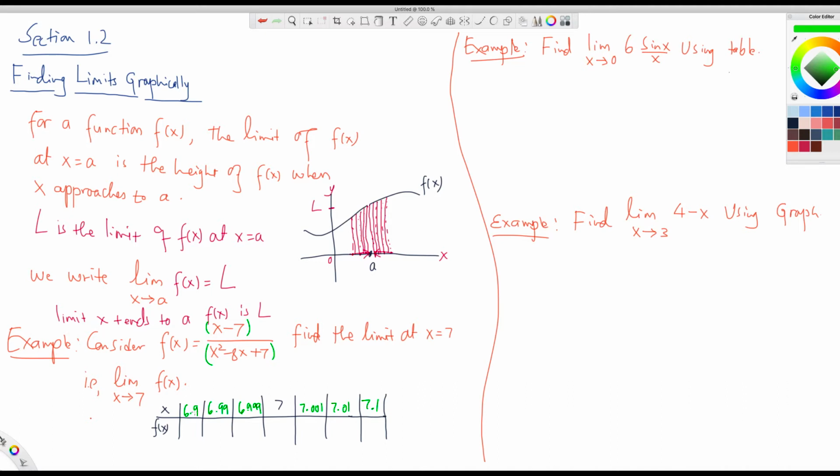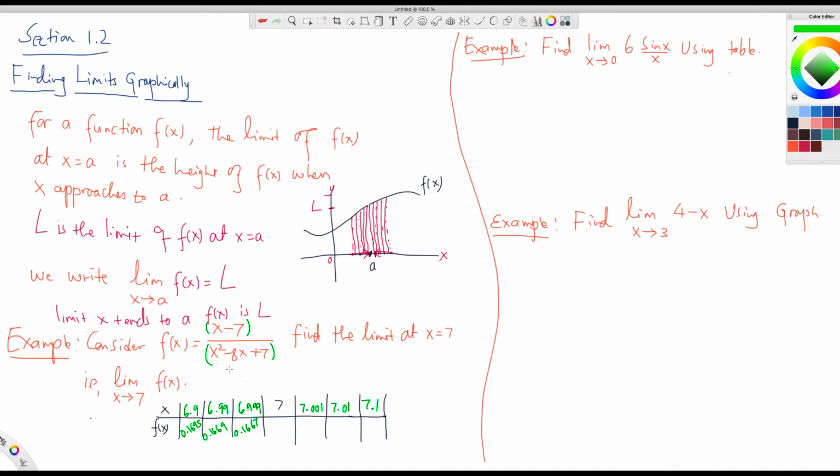If you do that, at 6.9 I get 0.1695. If I plug 6.99 for x here, I get 0.1669. And if I plug in 6.999 here, then I'll get 0.1667 from the left.